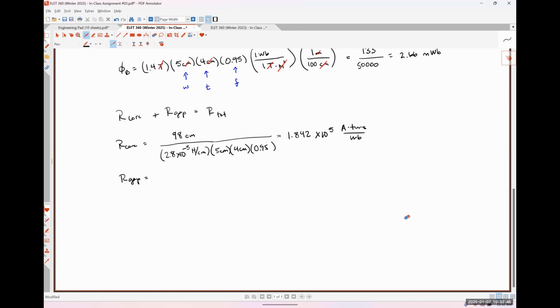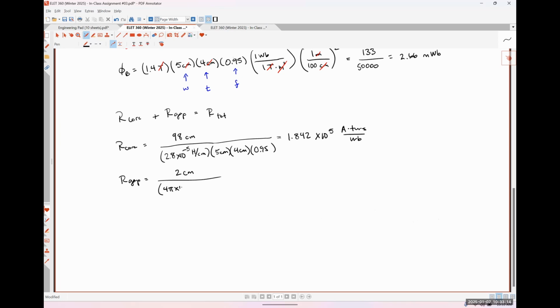All right, so how do we find the reluctance of the gap? Very similar approach. What is the length of our gap? I believe it's 2 centimeters. What is the permeability of our gap? So it's just air, right? So 4 pi times 10 to the minus 9 Henrys per centimeter.